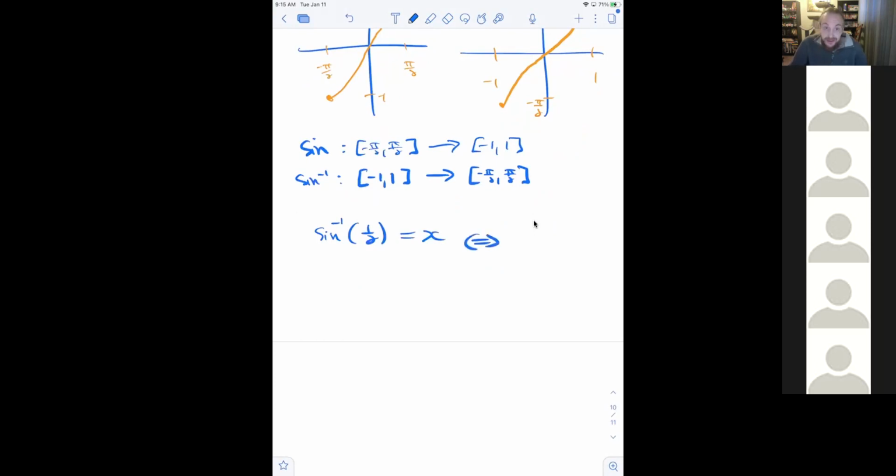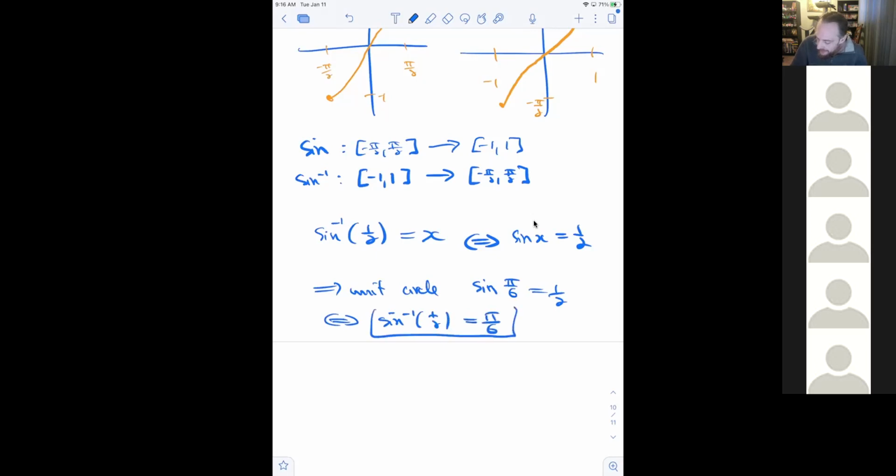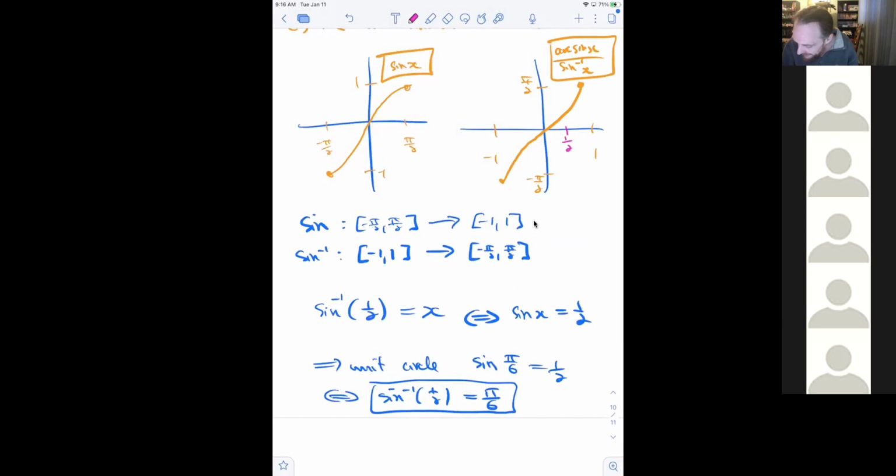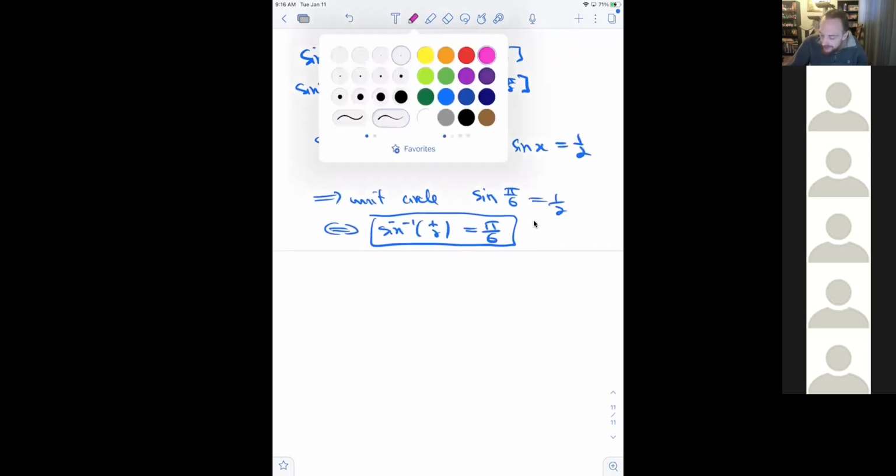I use the definition, if and only if, what? Sine of x equals 1/2, and then the unit circle tells me that sine of pi over 6 is 1/2, if and only if sine inverse of 1/2 is pi over 6. So this is how I'm computing the values. This value will be pi over 6 in the inverse function.